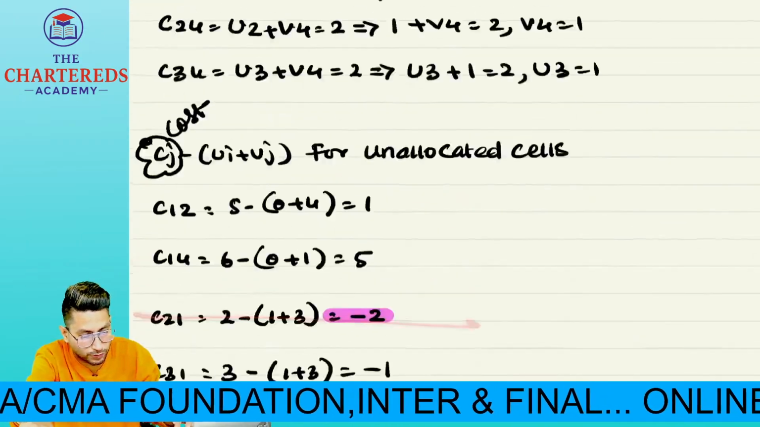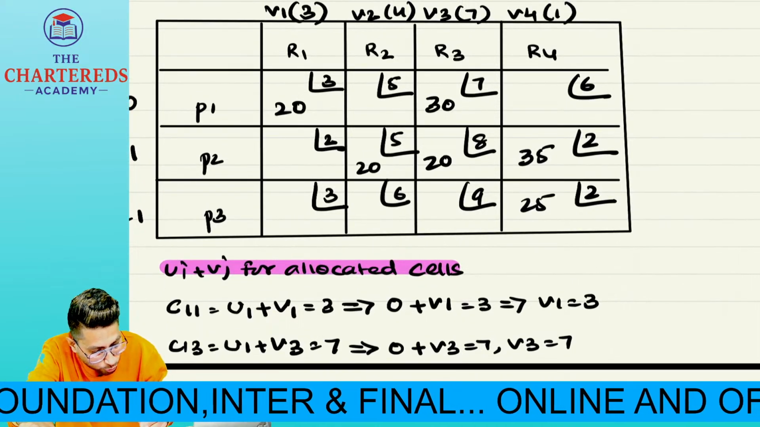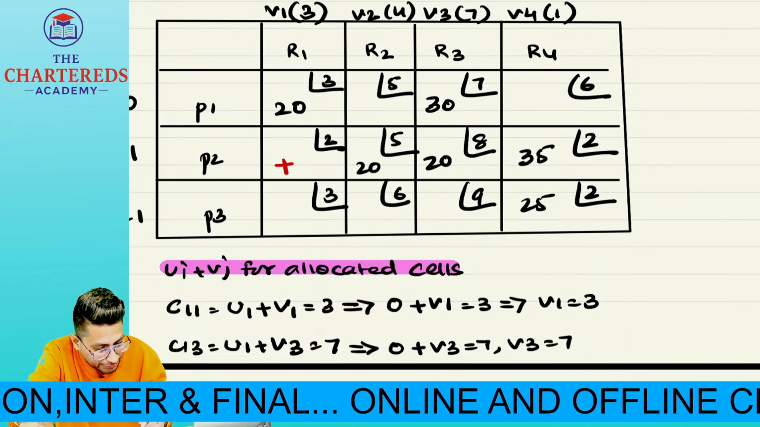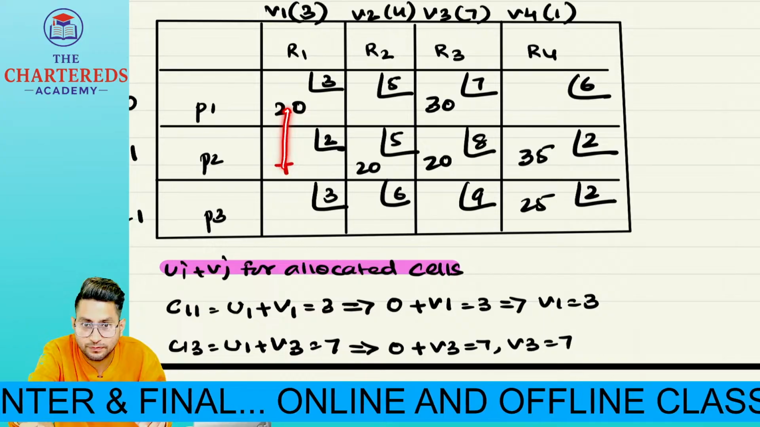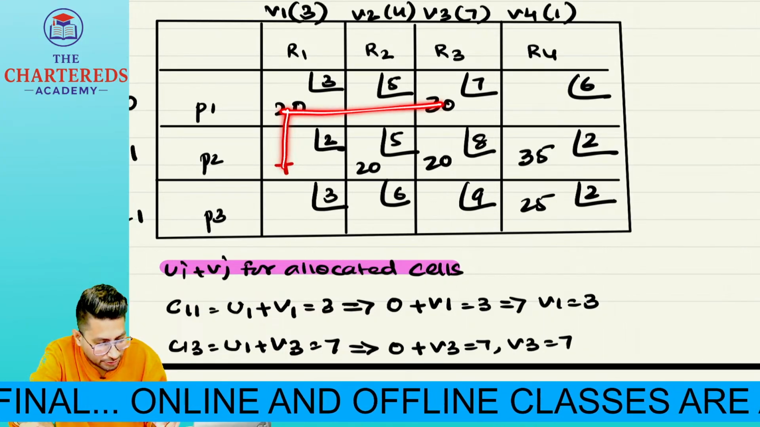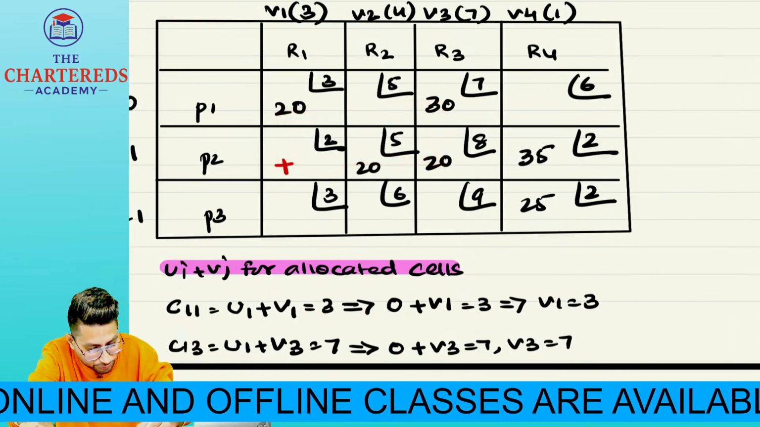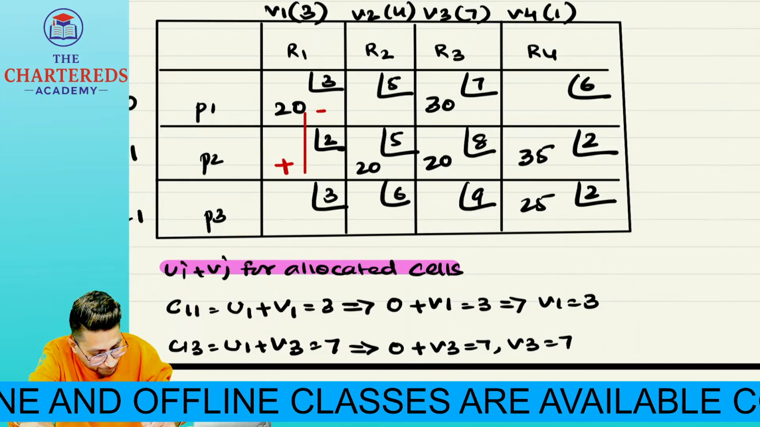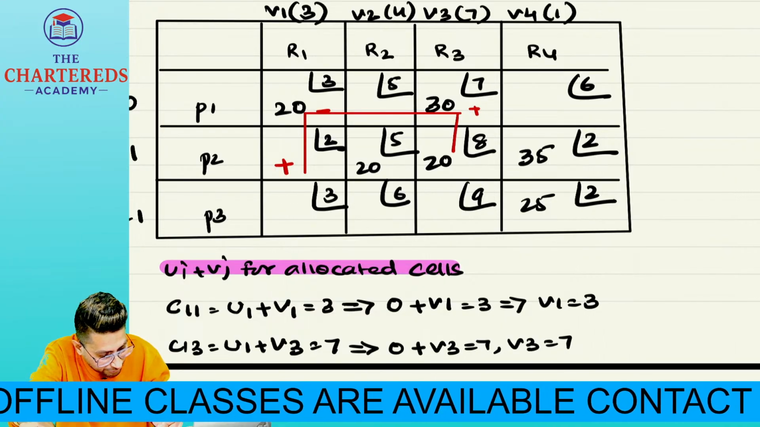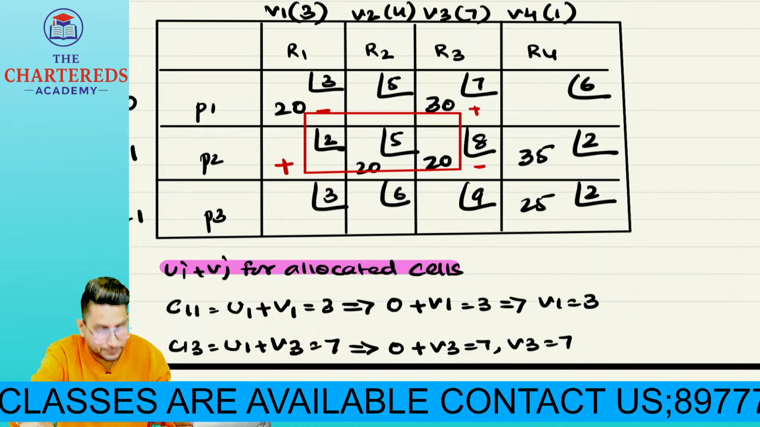So here C21, we have to create a loop. The place from where I create a loop, I should write plus, correct? Now, check and tell me, can I go like this? Why? Allocated. Can I go like this? Can I come down? Can I directly come here? Yes. So we can do like this. I'll go from here, I'll put minus. Then I'll directly go here, I'll put plus. Then I'll go here, minus. Then I'll come back, right?